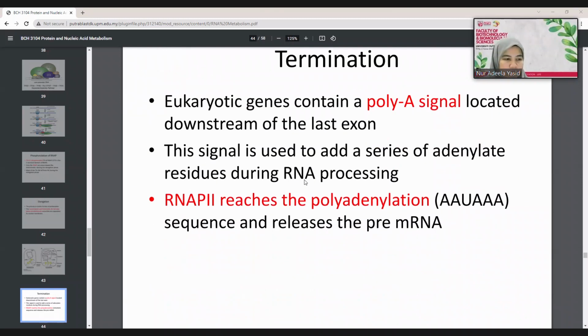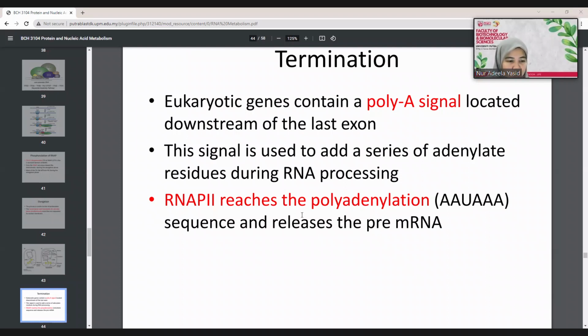Eukaryotic genes contain a poly A signal, located downstream of the last exon. There is no capping here. Capping is at the 5' end, and also at the 3' end, at the tail. So this signal is used to add a series of adenylate residues during RNA processing.